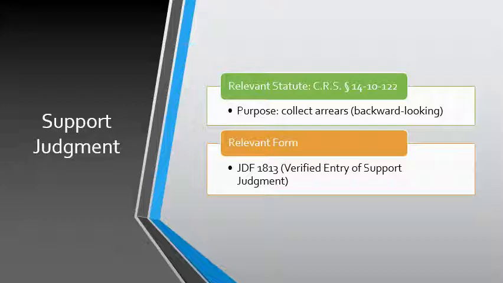Once it's entered as a judgment, you can take standard collection action. So you might want to hire a collection attorney at that point. You can do things like garnish a bank account, put a lien on somebody's home, things like that, to make sure that you're able to collect that judgment.